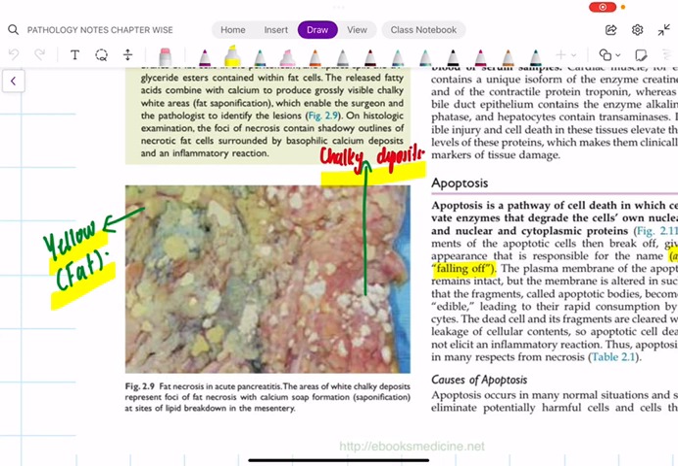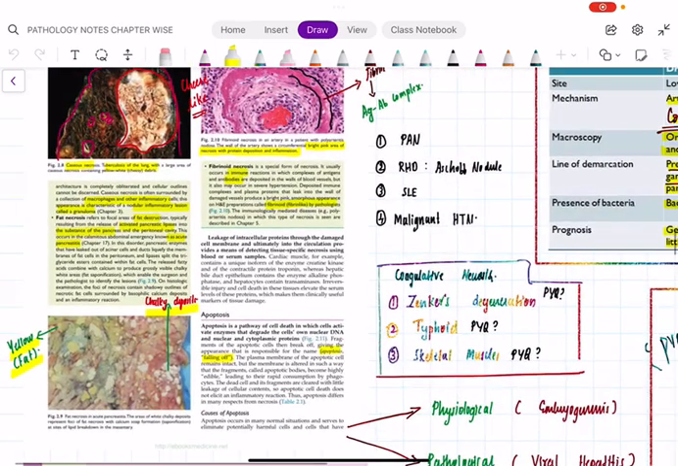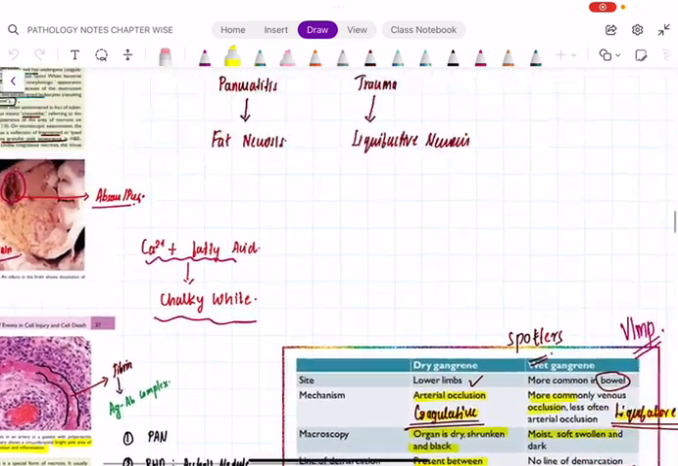Here comes the question. This process is what we call saponification. You would have learned it in biochemistry. Let me tell you a very important thing here.